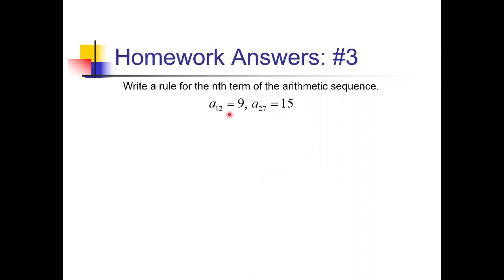In order to find a rule for the nth term of this arithmetic sequence, since it's arithmetic, I might as well find the common difference first.